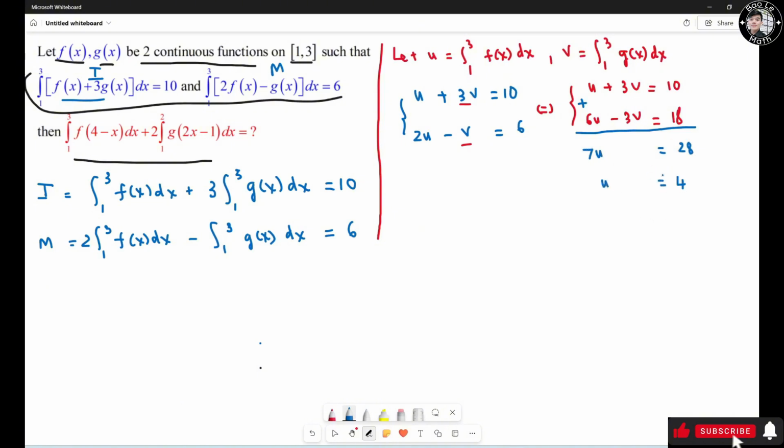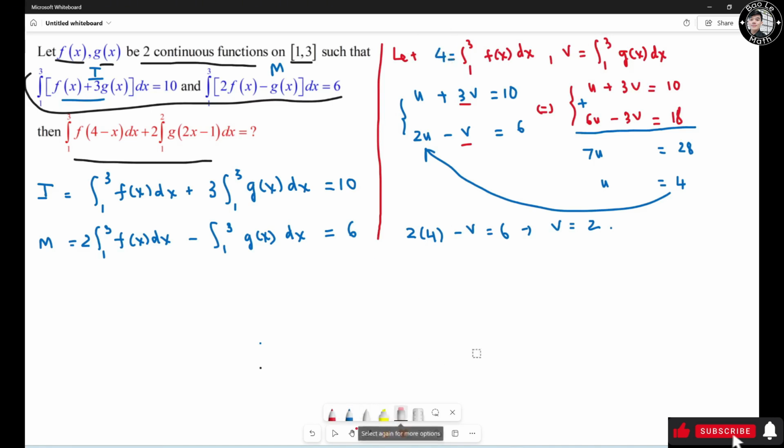Now substitute 4 for u back into this equation right here. So I have 2 times 4 minus v equals 6, right? So v equals 2, right? So I'm going to go back over here. U equal 4, but u equal this one, right? So I put this one equals 4, right? Now v equals 2, so this one equals 2, right?